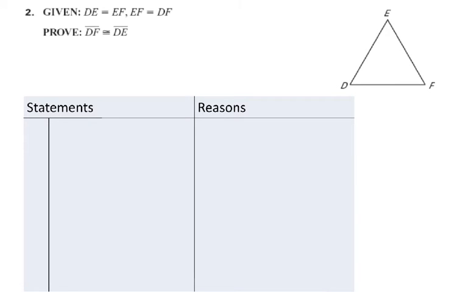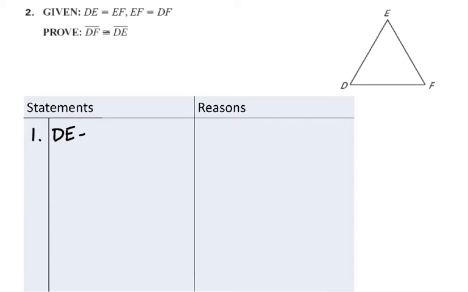Alright, similar to our last proof, except this time we are using segments instead of angles. We're given that DE equals EF and EF equals DF. We're going to show that segment DF is congruent to segment DE. So let's get started. We have our given information. Let's go ahead and write it.